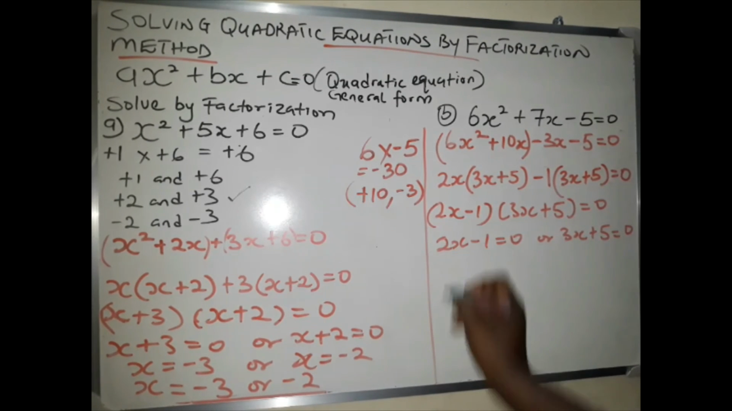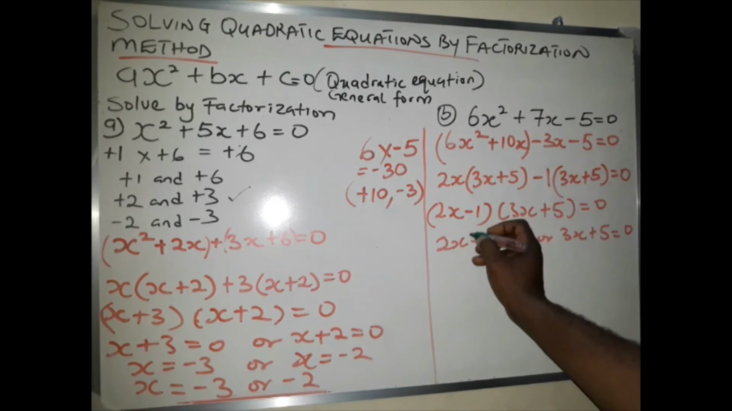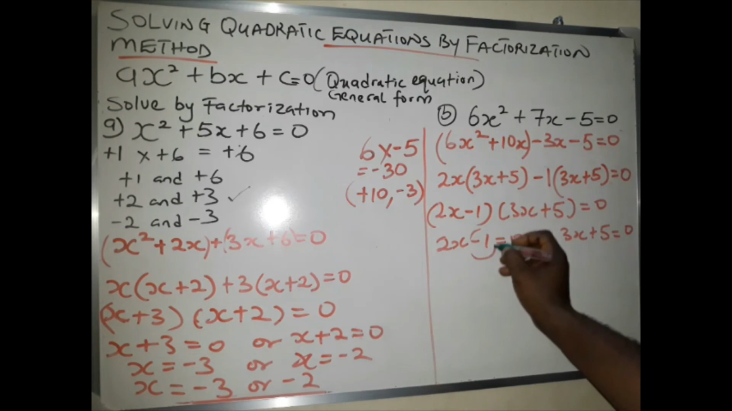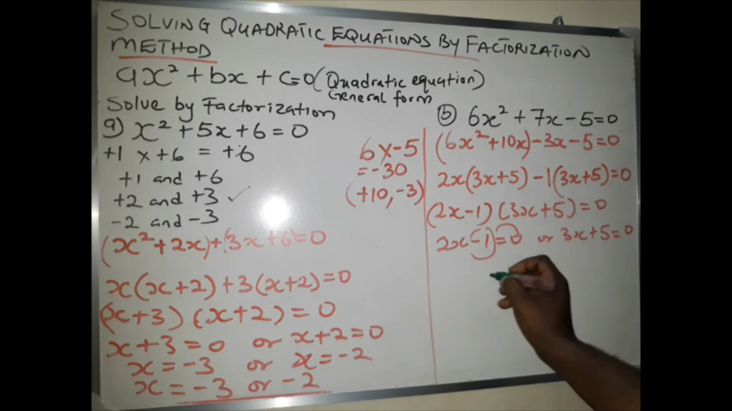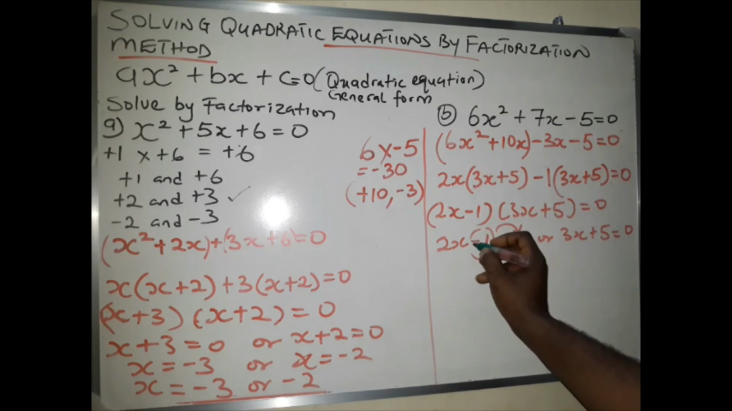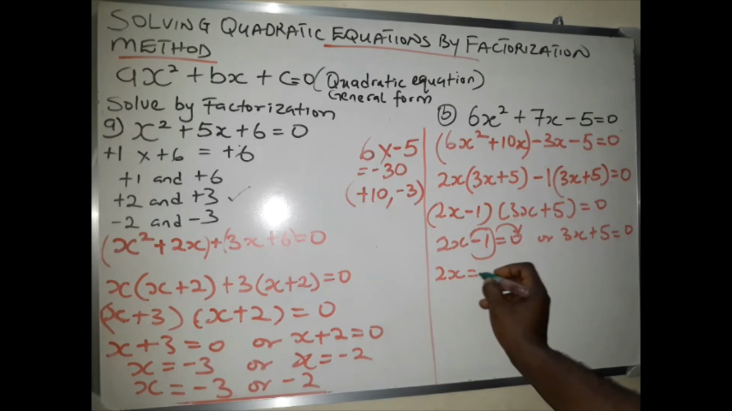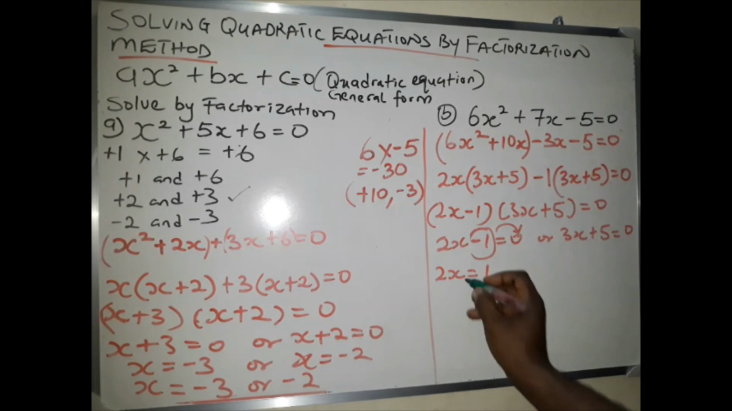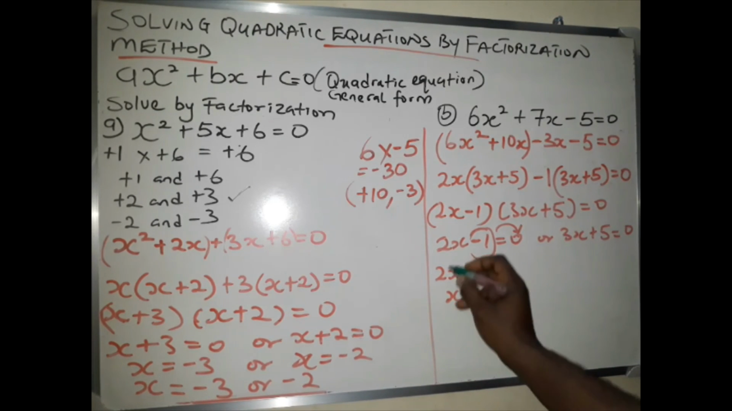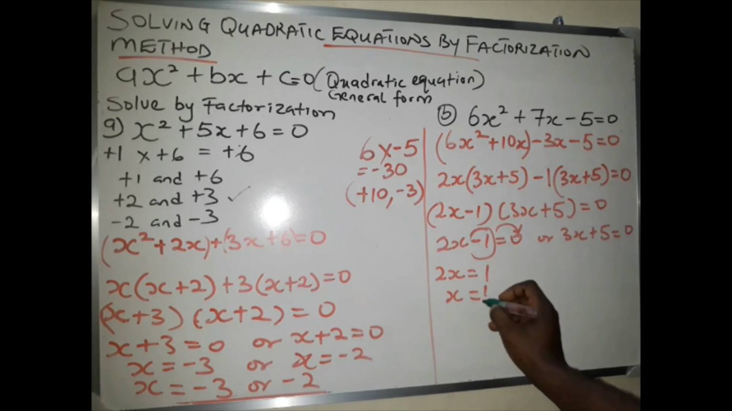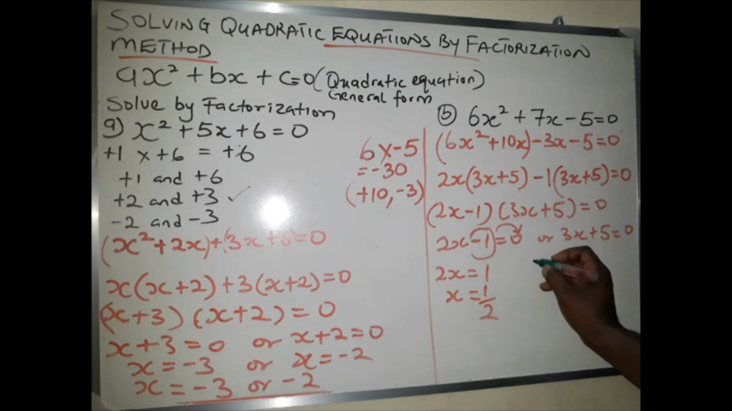Then in this case, what do you do? You make x the subject of the formula. You move this to this side, it becomes what? You move minus 1 to the other side, it becomes plus 1. That will give you 2x is equal to 1. Then to make x the subject of the formula, you divide both sides by 2, which will give you 1 over 2 on this side.